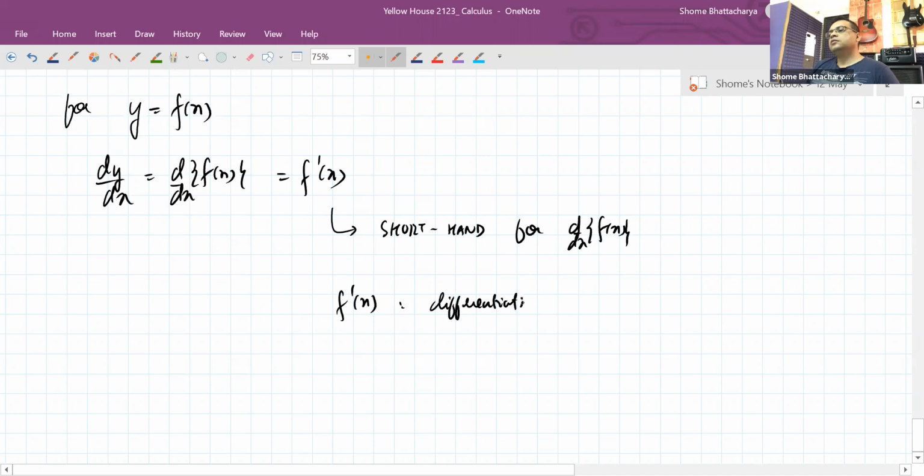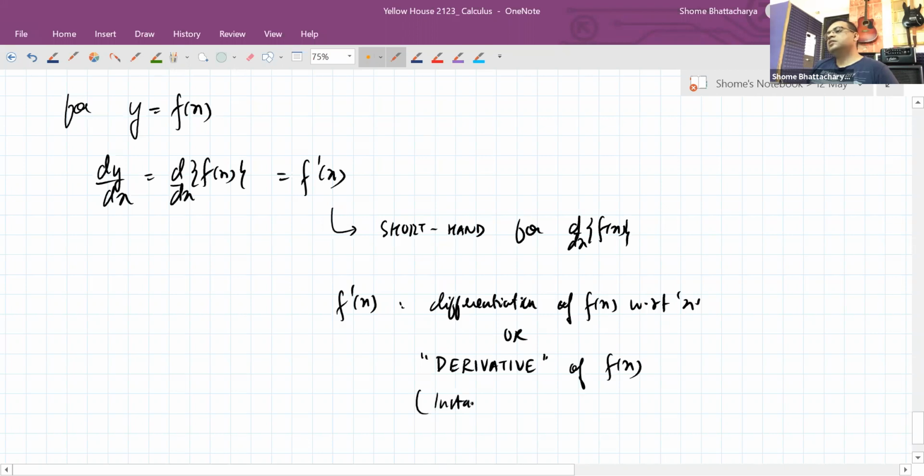Okay. So f prime x is called the differentiation of the function f(x) with respect to x, or it can also alternatively be called the derivative. Derivative of the function means the differentiation of f(x), which is the same thing as the instantaneous rate of change.